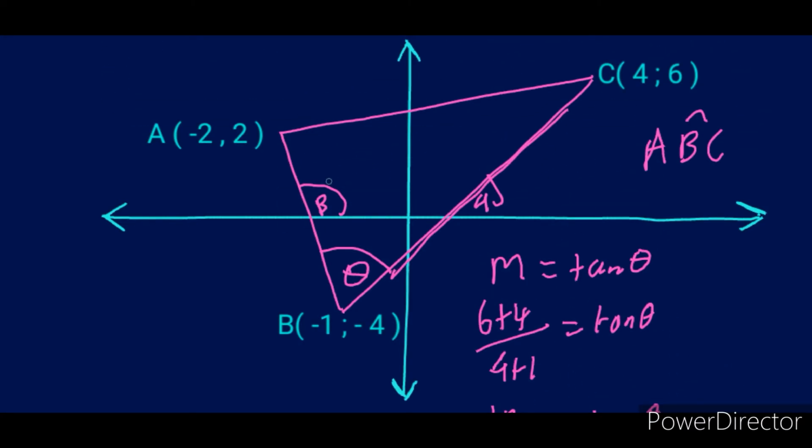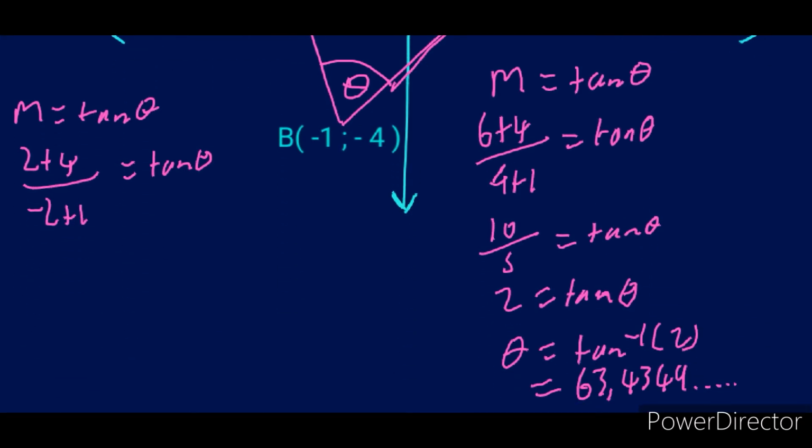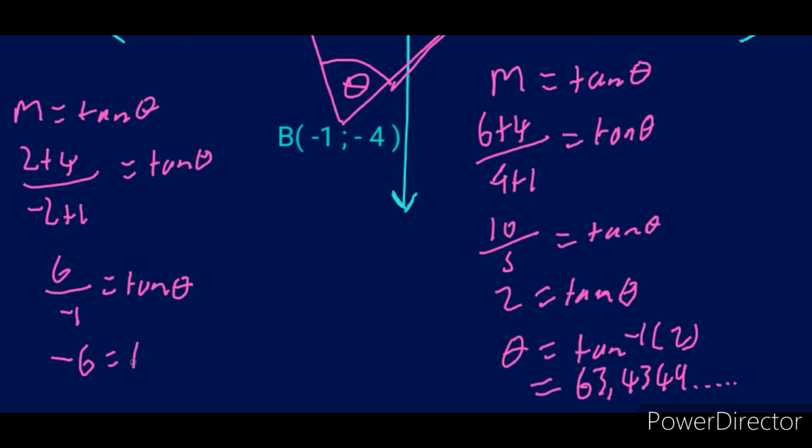Now let's also find the angle of inclination of AB. We know that m equals tan theta. We have to find the gradient as well, so let's find the gradient of this line. It's going to be 2 minus -4, which is the same as 2 plus 4, divided by -2 minus -1, which is the same as -2 plus 1, equals tan theta. From here, 2 plus 4 is 6, and -2 plus 1 is -1. So this is -6 equals tan theta.